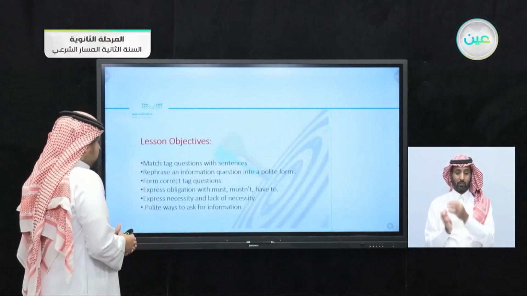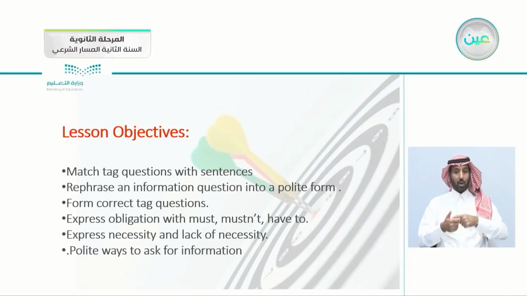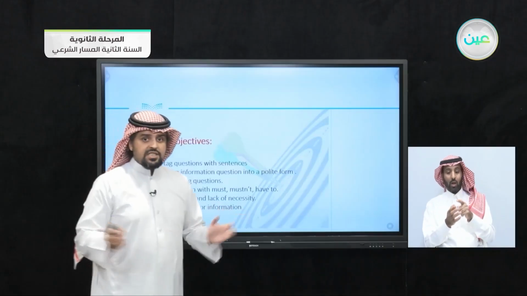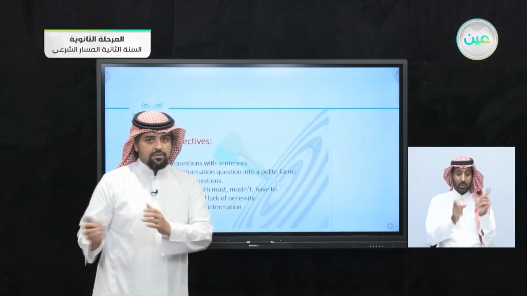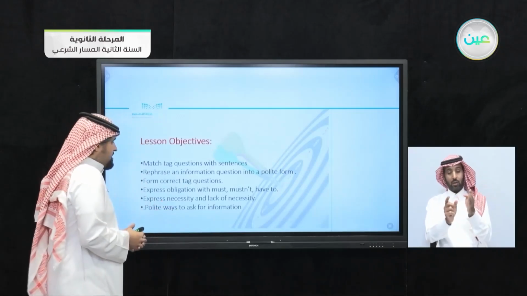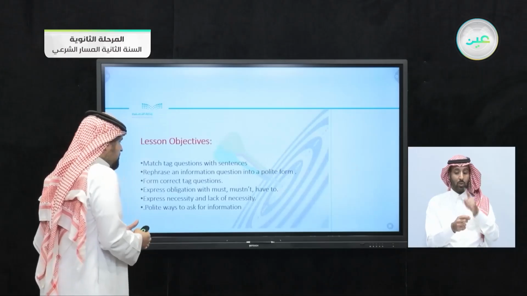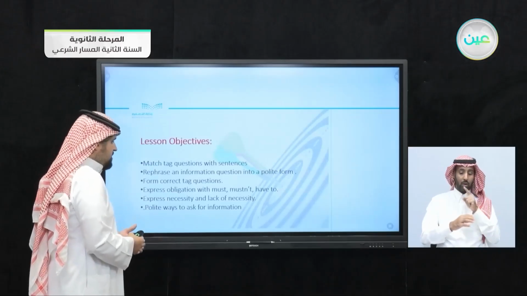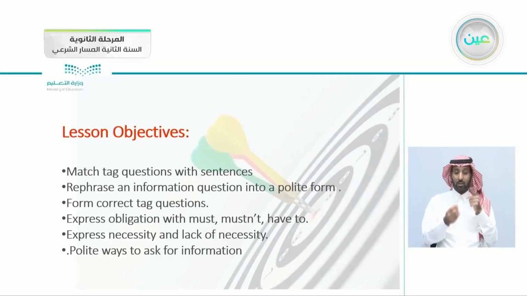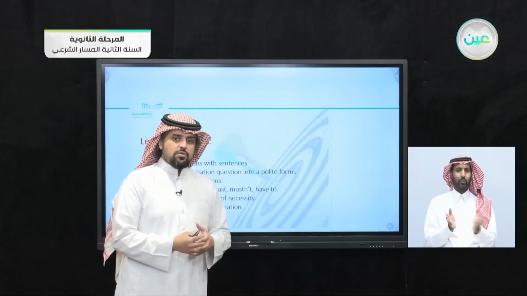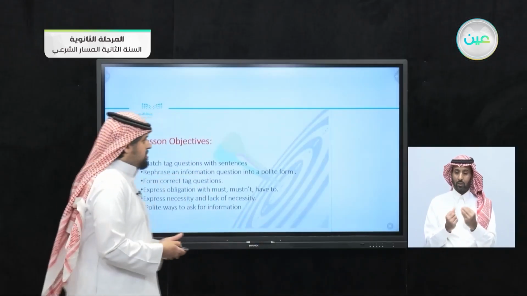So these are today's objectives. Match the tag questions with sentences. So we'll be learning today about question tags, if you remember them at the end of the sentence. Rephrase an information question into a polite form. Form correct tag questions. Express obligation with must, mustn't, have to. Express necessity and lack of necessity. Polite ways to ask for information. So we'll be focusing on tag questions and how we ask for information.